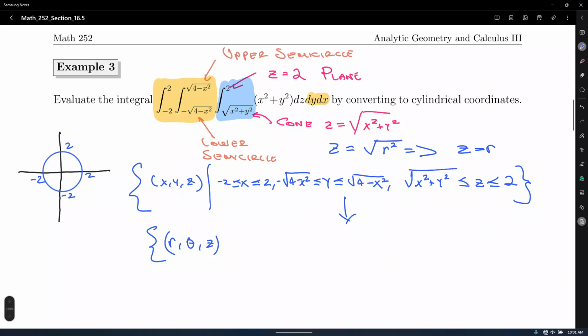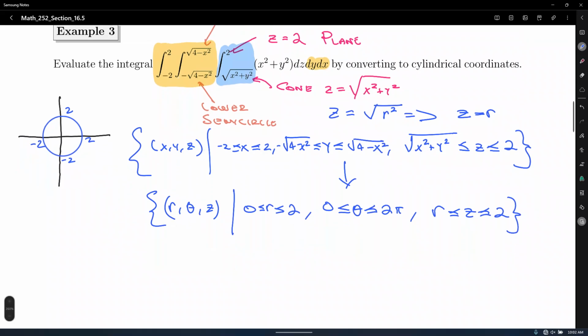All right. Okay, so the radius varies according to the xy projection, between 0 and 2. The angle theta varies, again, between 0 and 2 pi. And lastly, z varies between r and 2. We're ready to set up the triple integral.